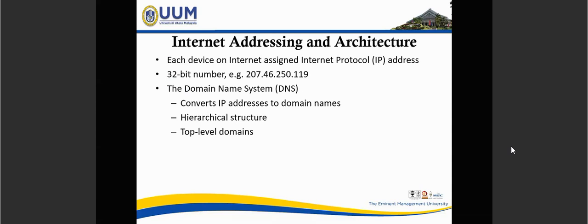Internet addressing and architecture. How the internet looks like, how we connect, how to build our page, how we connect to the internet. We have each device. How do you connect to the internet? We have to have an IP address. How do I connect now to the internet? My computer has an IP address. My device also has an IP address.